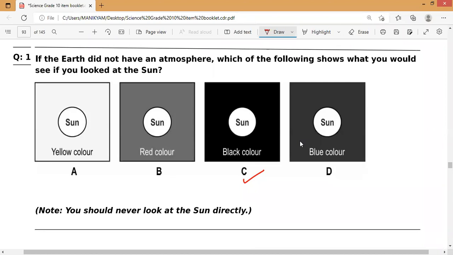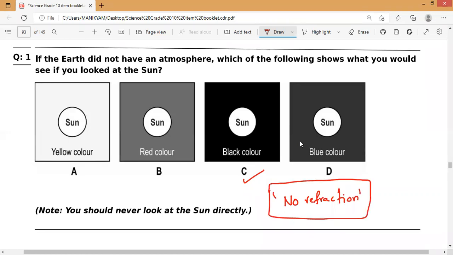Anyone having doubt, you can ask me. If there is no atmosphere, what will happen? You should say one reason also. What is the reason behind it? Because no atmospheric refraction takes place, no light will reach the observer's eye. So a person standing on the surface of the earth, if there is no atmosphere, no light will reach the observer's eye because no refraction will take place. So everything appears to be dark or black. That's all it is.